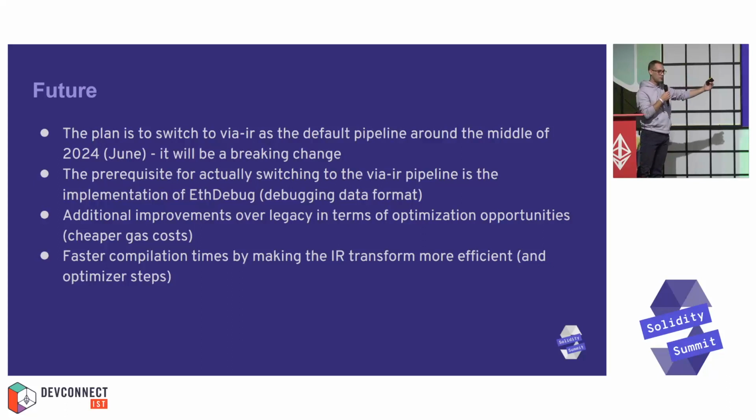And of course, as far as support is concerned, keep in mind when we make it the default, the legacy pipeline is still going to be there. It's basically just going to be the opposite of what it is today. So right now, if you want to use the VIR pipeline, you have to explicitly state to the compiler by providing either a CLI option or a standard JSON option to turn VIR on. In the future, when we make it the default, you're going to have to do the same thing for legacy.